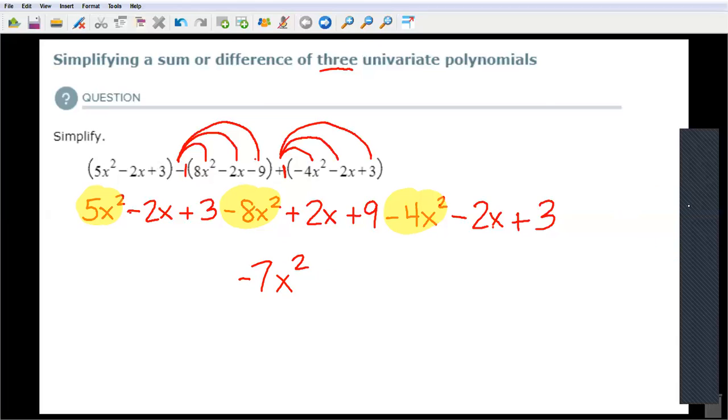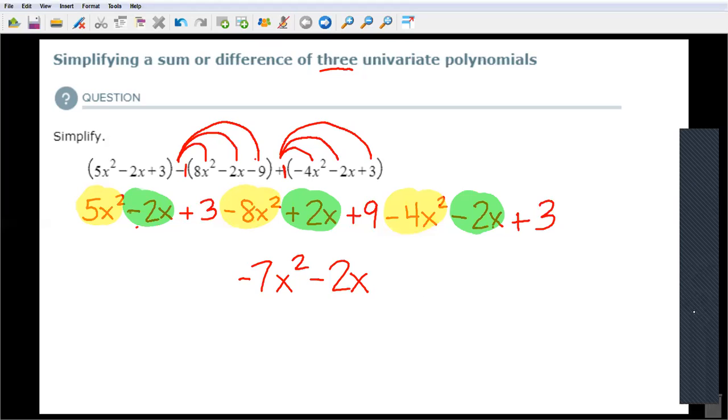We have three terms that have x's in them. So I got a -2x, I got a +2x, and I got another -2x. So these two basically cancel each other out. -2x and +2x just cancel, and you're just left with that last one, which is -2x.